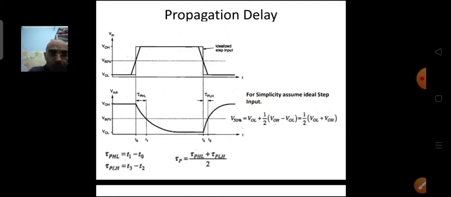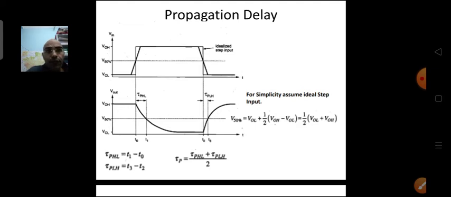So average propagation delay, if you want to determine, it is nothing but the average of tau PHL plus tau PLH by 2. Okay, so this is what we have to see. So you can see that for a single waveform, this is your propagation delay.